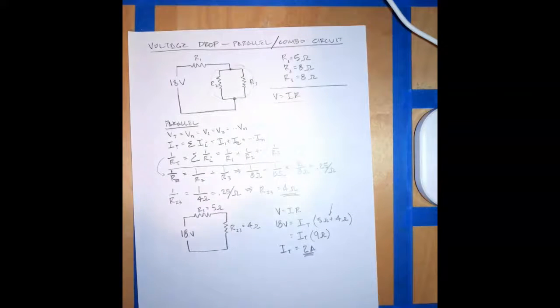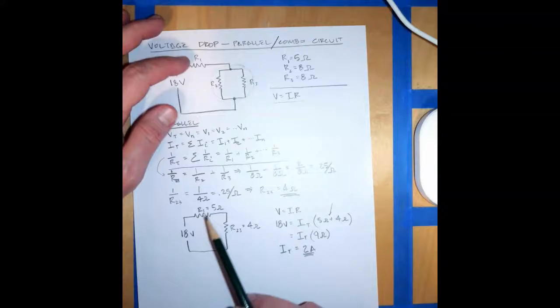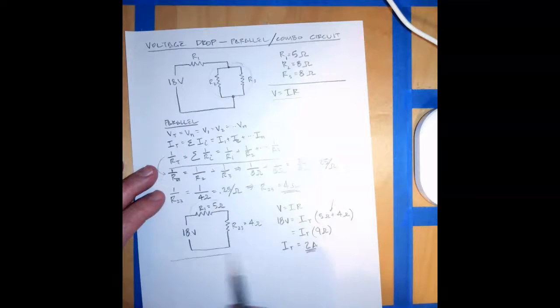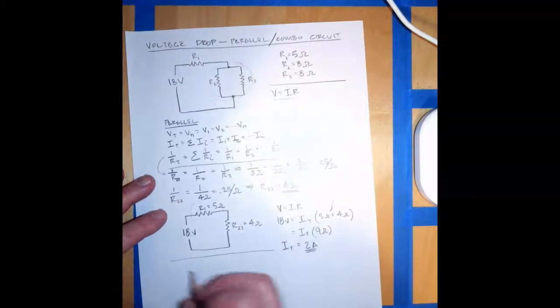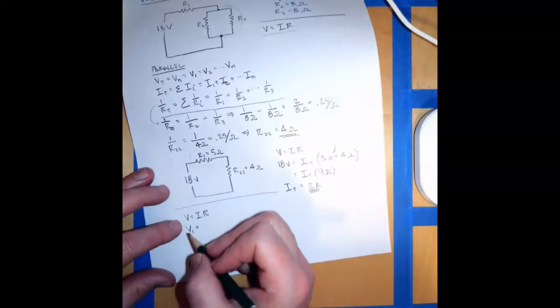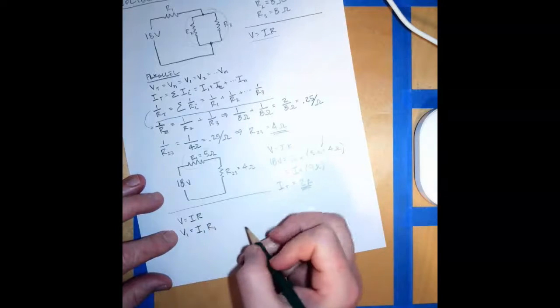All right, so where do we go from there? Remember that we're still working on the voltage drop. Well, we can actually do the voltage drop across resistor 1, because we have everything that we need. So we can say that V equals IR. But now we want the voltage drop across resistor 1, so the voltage drop across 1 is going to be I1 times R1.